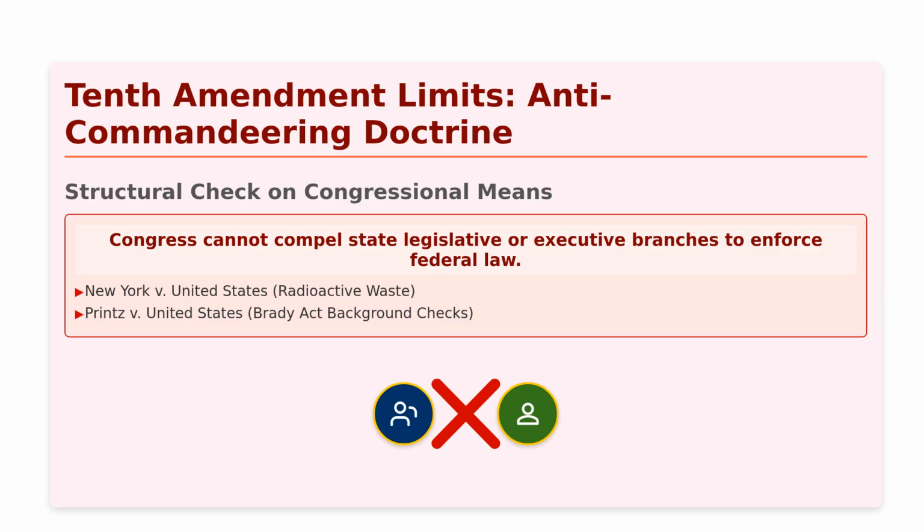We have spent significant time analyzing the scope of Congress's power under the Commerce Clause, what activities it can reach. Now, we must shift our focus to the structural limits imposed by the 10th Amendment, which restricts the means Congress may employ, even when regulating activities within its enumerated power. This leads us directly to the anti-commandeering doctrine.